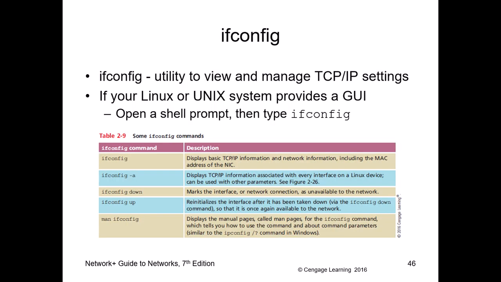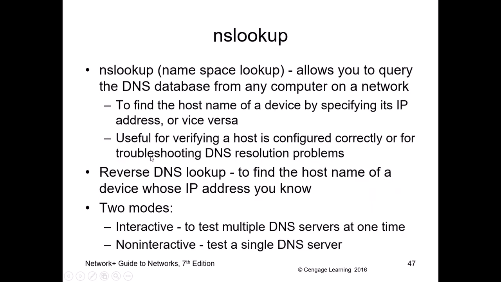ifconfig is really for Unix. It's similar to ipconfig. You don't have to write this down, but if you want to, that's fine. Now nslookup. nslookup is important, so write this down, at least the first note. It allows you to query the DNS database from any computer on the network. You can find out the host name of a device by specifying its IP address, and vice versa.